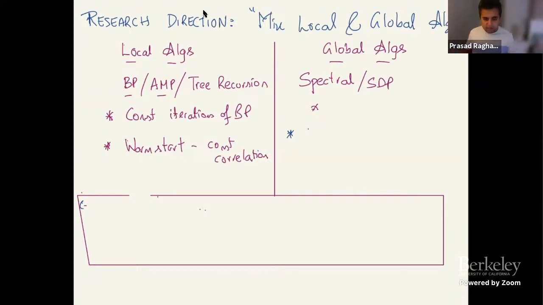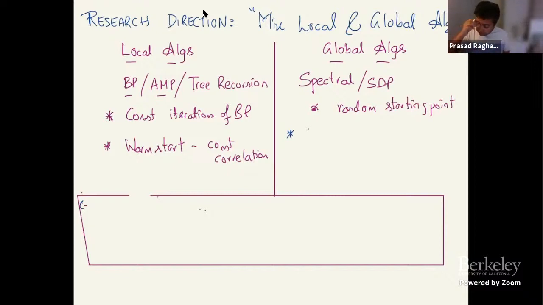Whereas spectral and SDP, if you look at spectral, the way it works is you use the power method. When you do the power method, you start at a random point. Right? It's a random starting point. Or in some sense, you don't need any special starting point. It's a full-fledged algorithm on its own. Whereas in a warm start, you need to find the warm start.